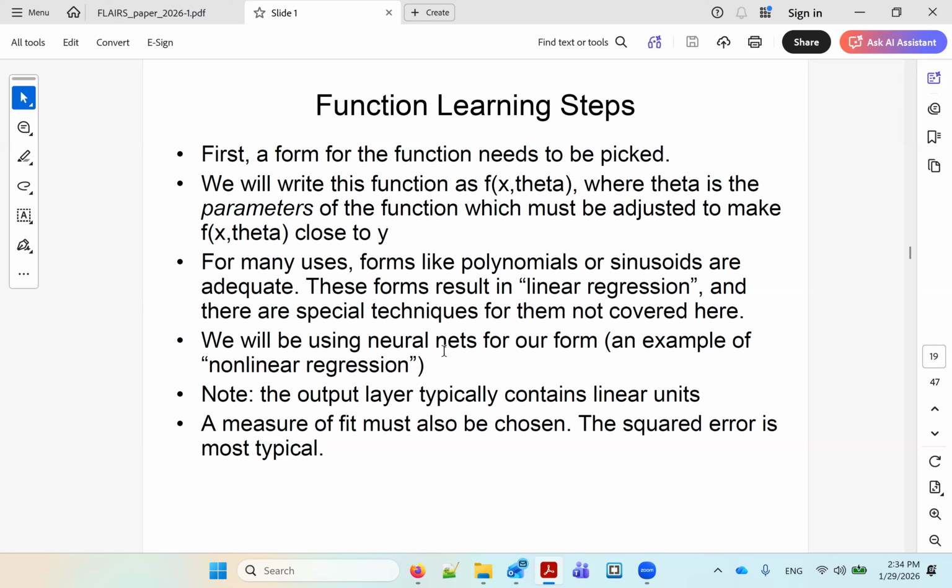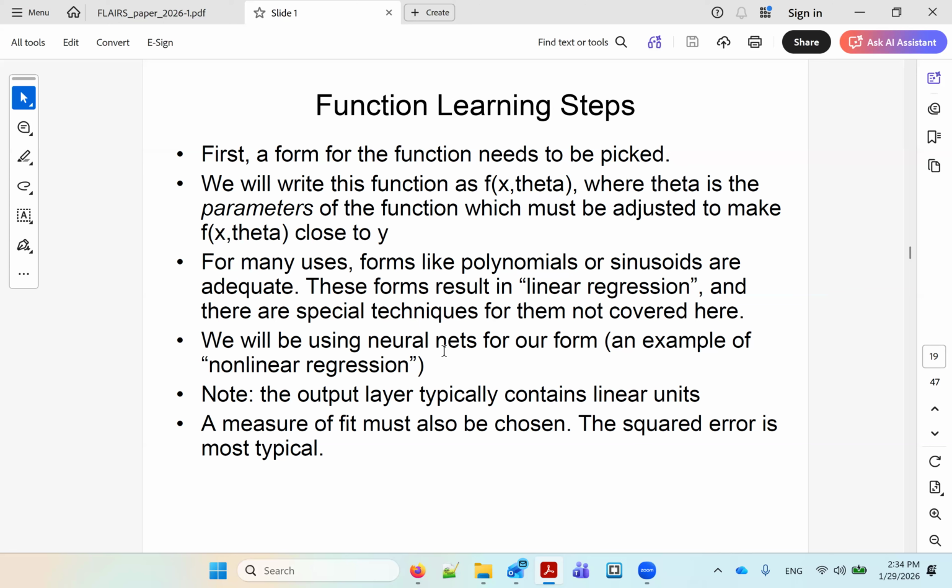Okay, so we write this as f. We're trying to make a function of x, but we're putting in this extra theta there, which holds all of our parameters in our trainable function. And the goal is going to be to set all those parameters in theta. Theta could be one number or it could be a trillion numbers. We set all of those to make f of x close to y on our training data, and then hopefully in the future as well.